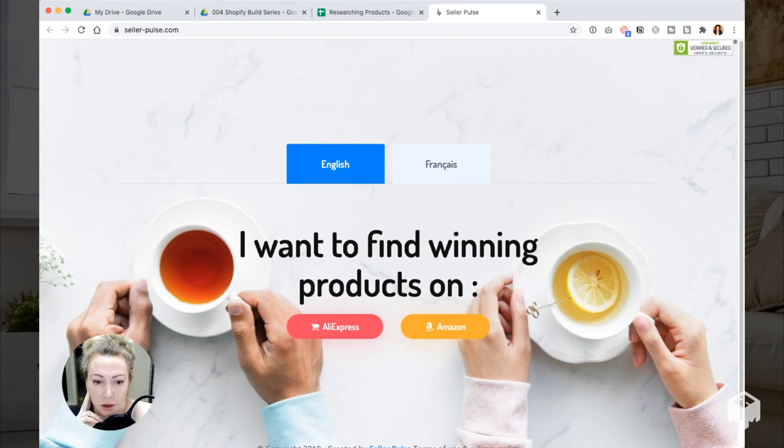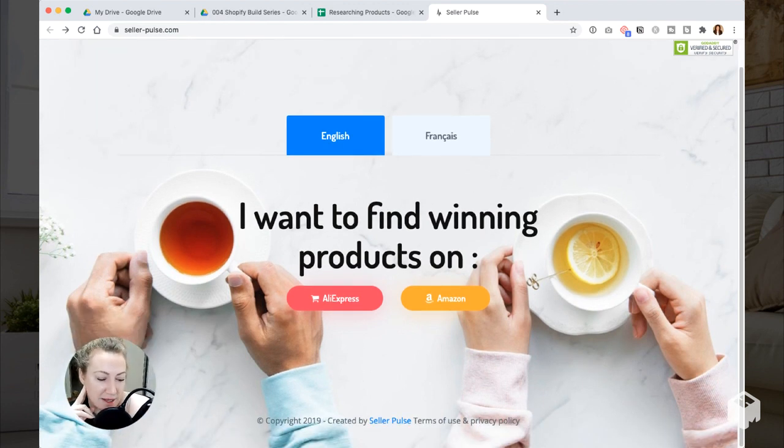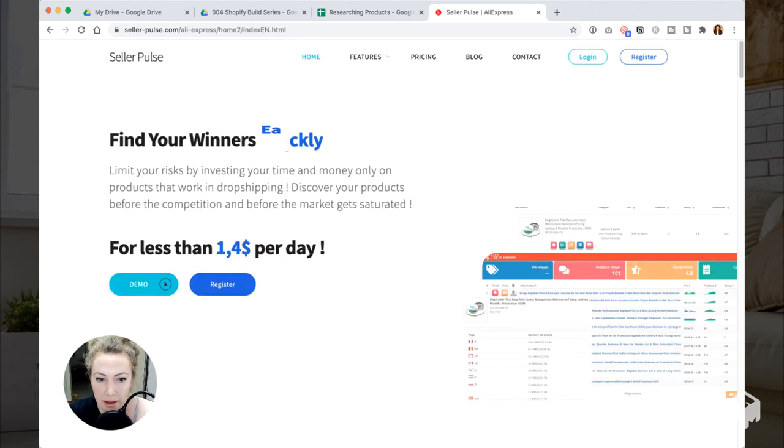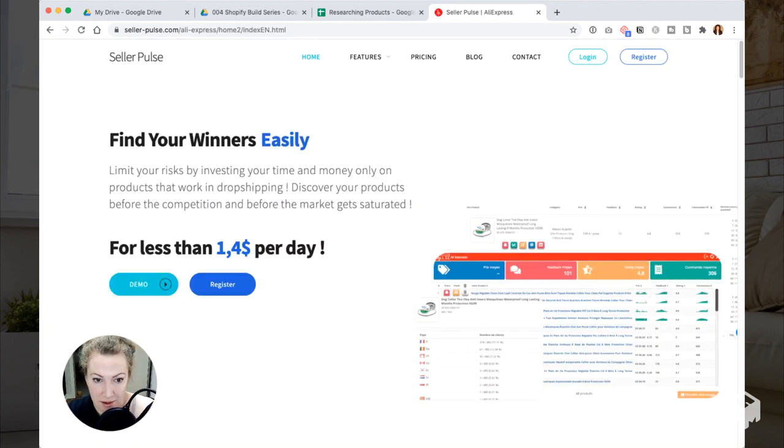So the first one's Seller Pulse. With Seller Pulse, you can sign up to evaluate either AliExpress or Amazon. As you can see here, when we look at AliExpress, it's safe to assume that the majority of these AliExpress items are probably being drop shipped through Shopify. If we click on AliExpress or Amazon, we can do both because this is not platform specific. It's product research in general.